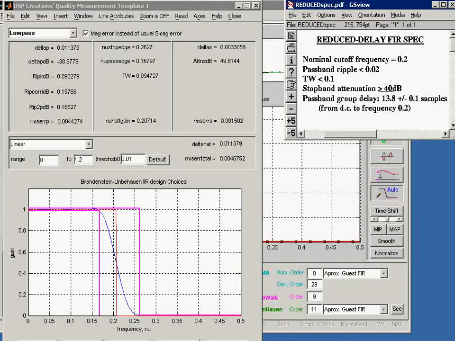And then finally we wanted to have stop band attenuation of at least 40 dB, and so we've made 49 dB. All in all then, we've met our specification quite handily. We've done it with 11th order Brandenstein-Unbehauen, and this now means we've saved quite enormously, almost a factor of 2 on our multipliers. Successful design.